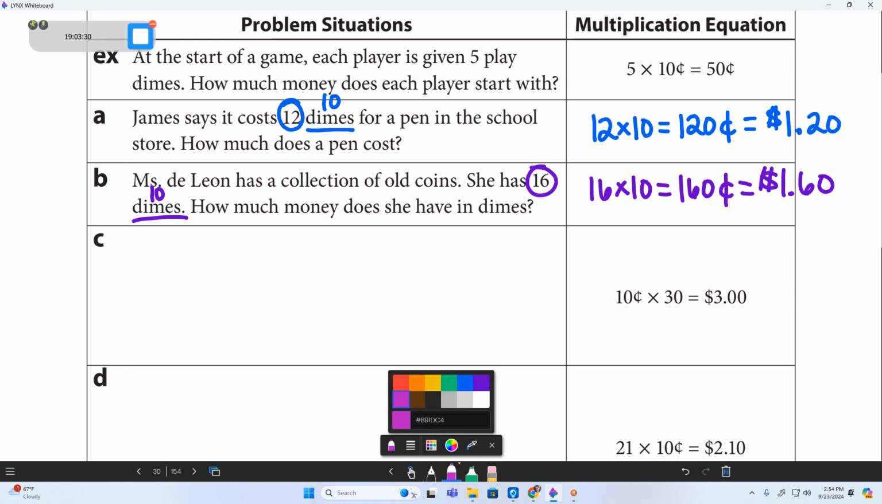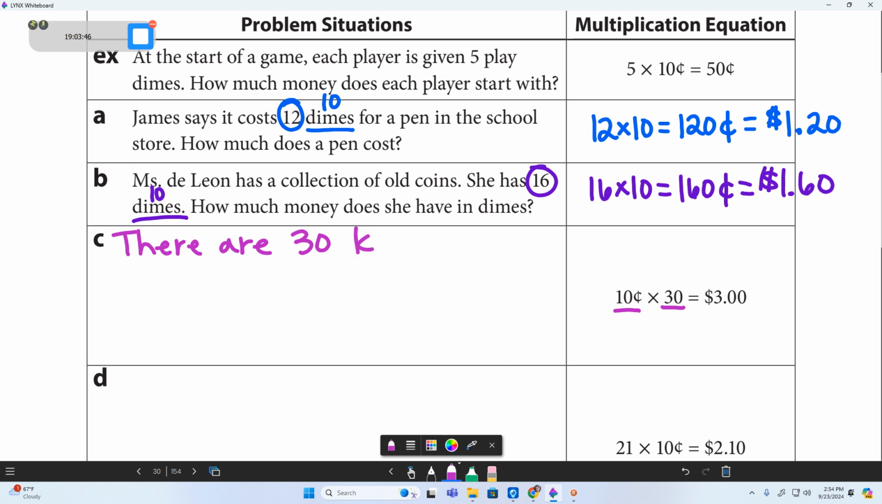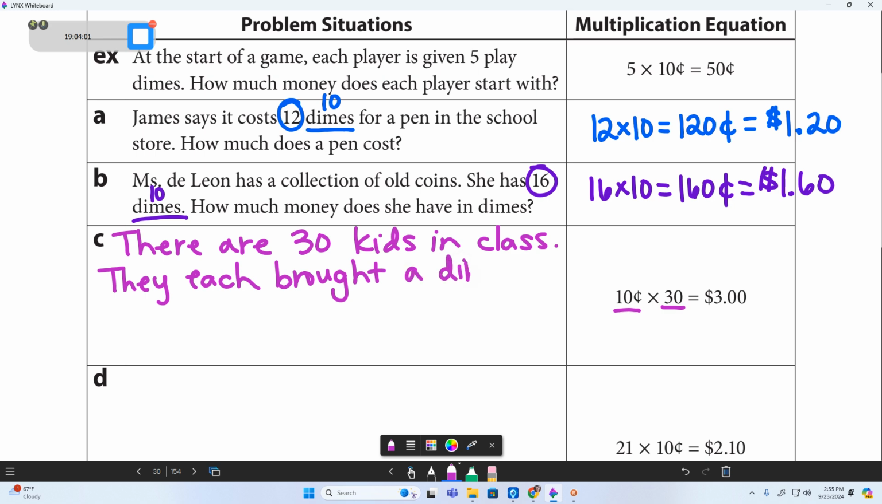Okay, letter C. We're going to write a story to match 10 cents times 30. And your story can be totally different than mine. As long as it has 30 in it and 10 cents in it, it should match that equation. So my story is going to be, there are 30 kids in class. So there's that 30. They each brought a dime for a science experiment.